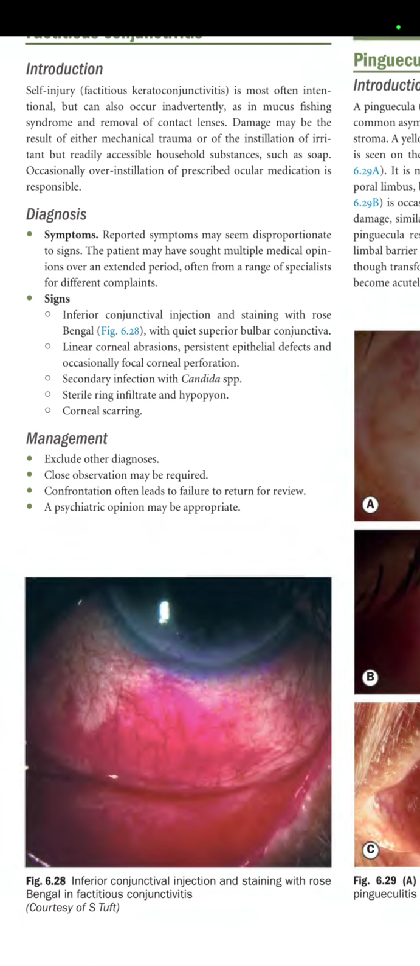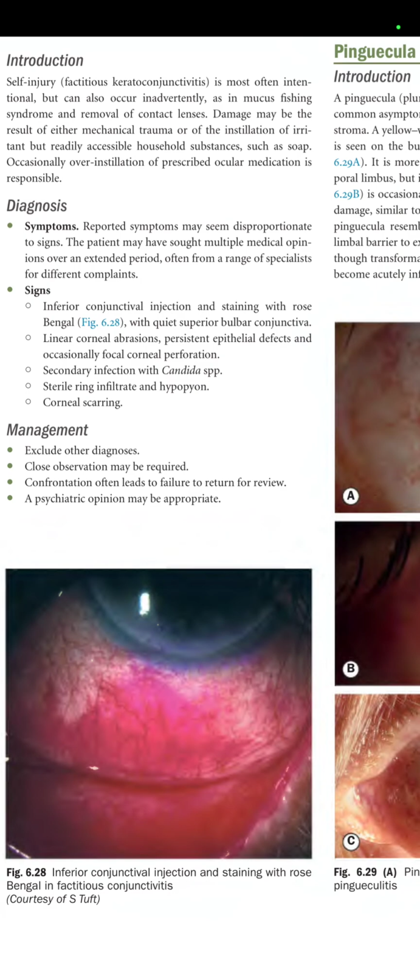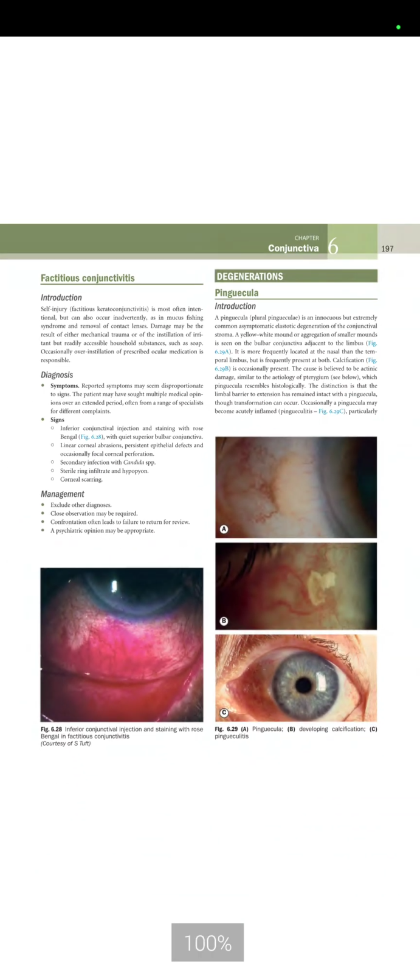Management is to exclude other diagnoses. Close observation may be required. Confrontation often leads to failure to return for review. A psychiatrist's opinion may be appropriate. So this is inferior conjunctival injection and staining with rose bengal in factitious conjunctivitis. So that's it for the cornea part 6. See you in the next lecture.